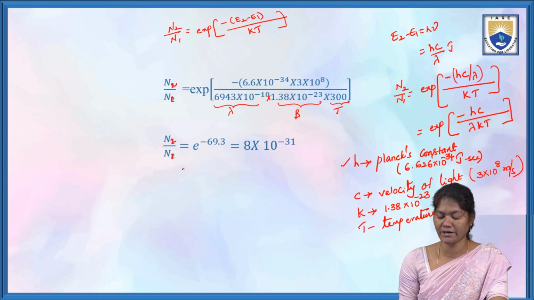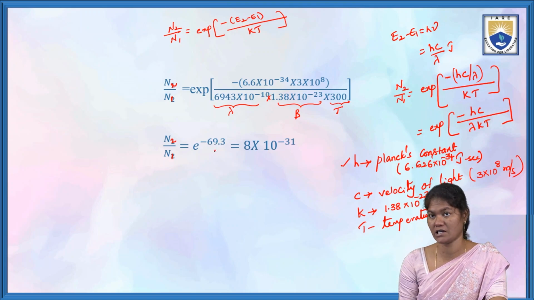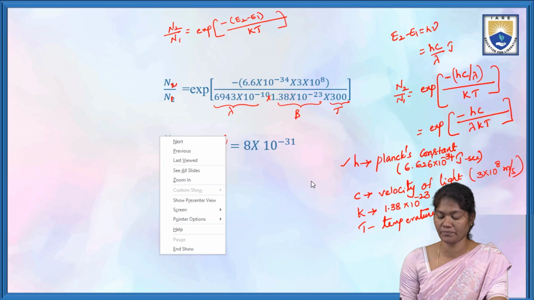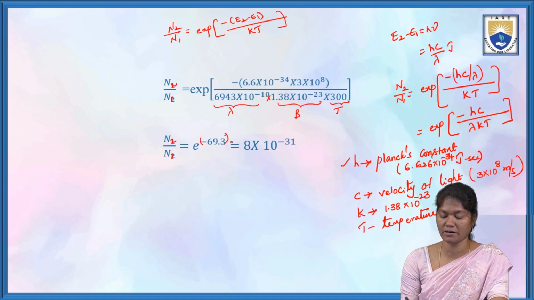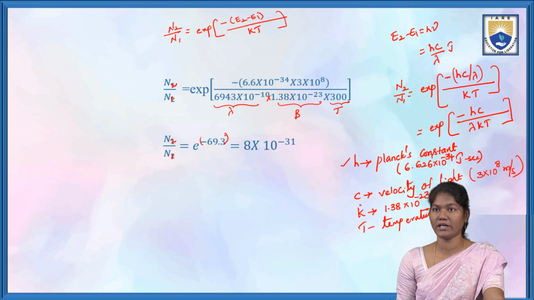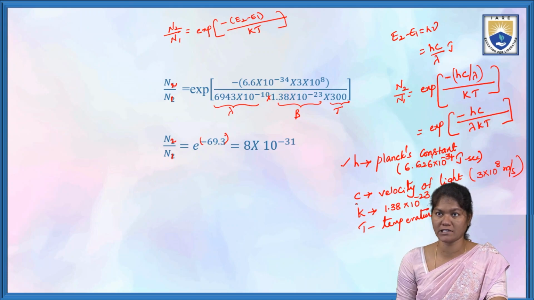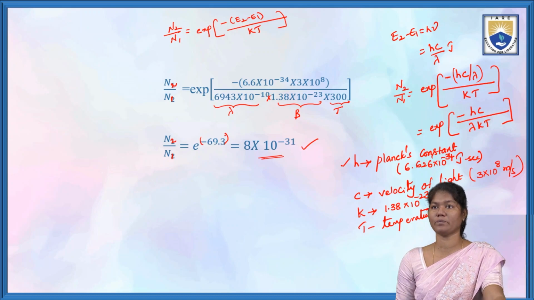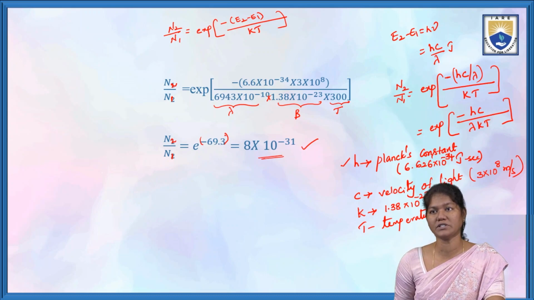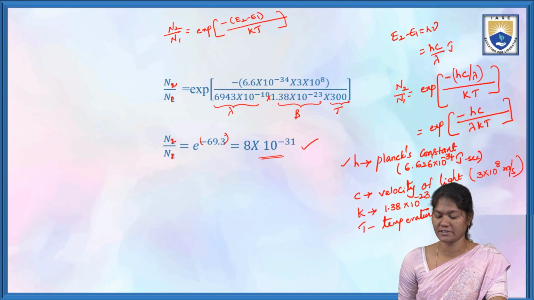So the value of N2 by N1 is equal to e power minus, that is exponential of minus 69.3. When calculating this exponential of minus 69.3, we'll get the answer, that is 8 into 10 power minus 31. This is the population ratio of the two states in the Ruby laser.